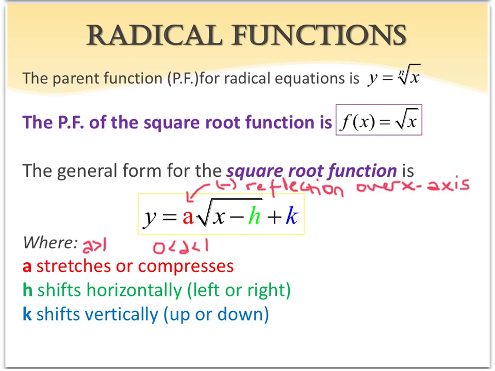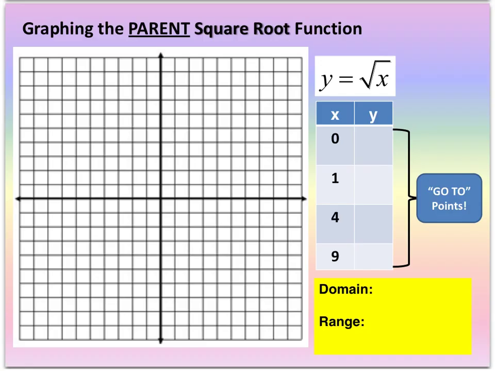Now, h underneath the radical is going to be representing a horizontal shift. So anytime we see minus h, that means h is actually positive and we're going to be shifting to the right. Anytime we see plus h, that means h is actually negative and we're going to be shifting to the left. K on the outside represents the vertical shift. When we see plus k, we're going to be shifting up, and when we see minus k, we're going to be shifting down. So remember, all these transformations start with the parent function. Every square root graph must start with the parent function y equals the square root of x.